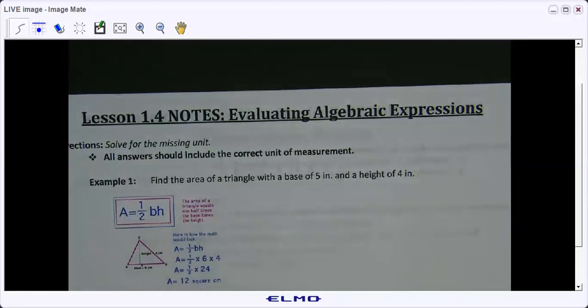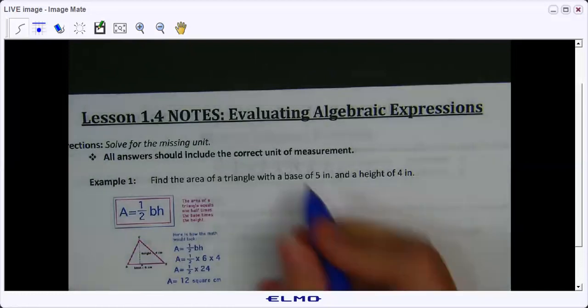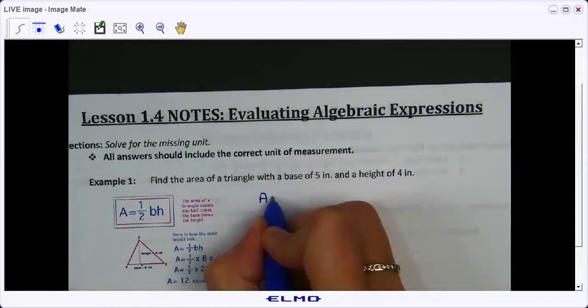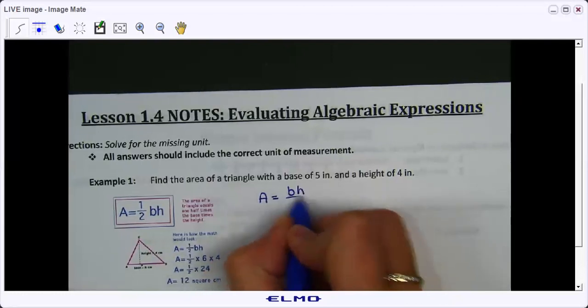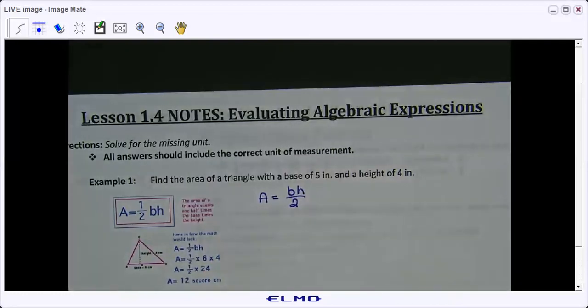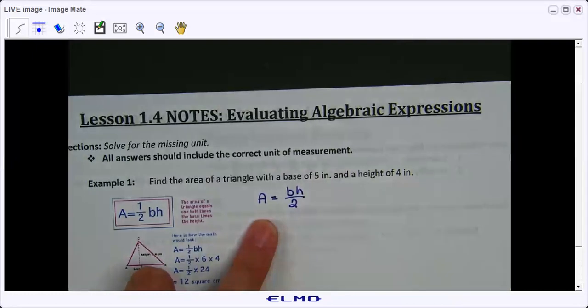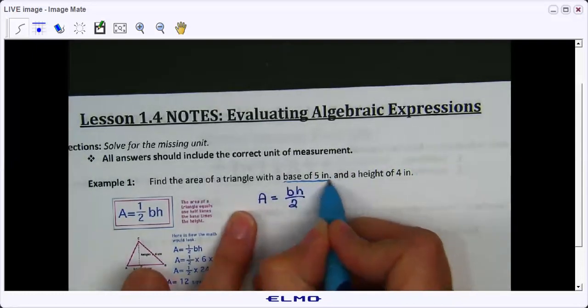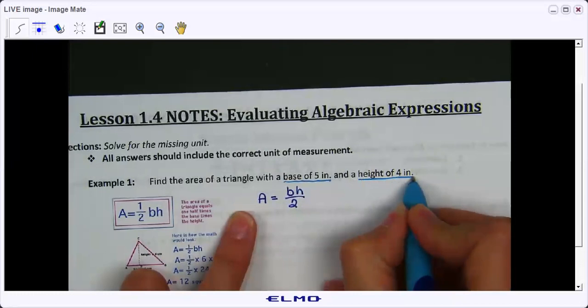The first thing you always need to do is write out the formula. Okay, write out the blank formula. So area equals base times height divided by 2. Step 2, you are going to substitute your variables with the values that you are given. I'm going to say that in different terms. You're just going to plug in the numbers that you have. Okay, so it gives us a base of 5 inches and a height of 4 inches.